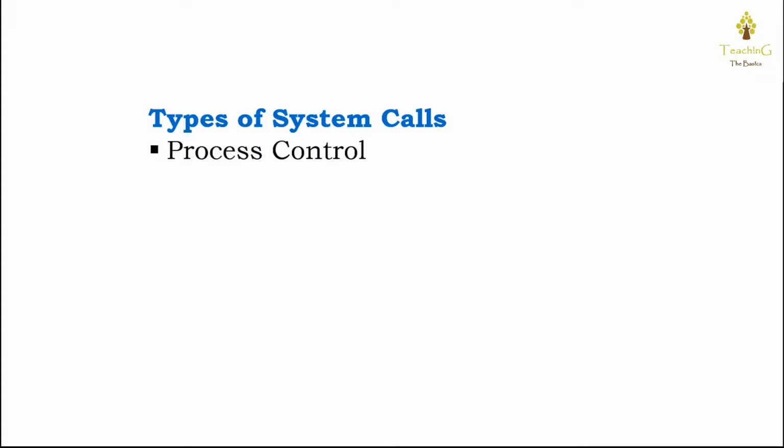Like forking of a child. If you understand the term fork, it is creating a child process with the help of the fork command. So these kinds of things get handled by these process control system calls.